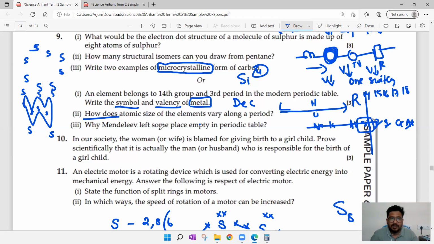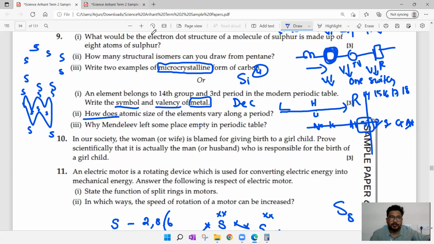Why did Mendeleev leave some places empty in the periodic table? Because he predicted, he didn't think like Newlands. Newlands, what did he think? He thought only 56 elements are present and no element would be discovered in future. But Mendeleev, what did he guess? He predicted that more elements might be discovered which have the same properties as that of aluminium. So that only, Eka aluminium, Eka boron, Eka silicon, he left gaps.